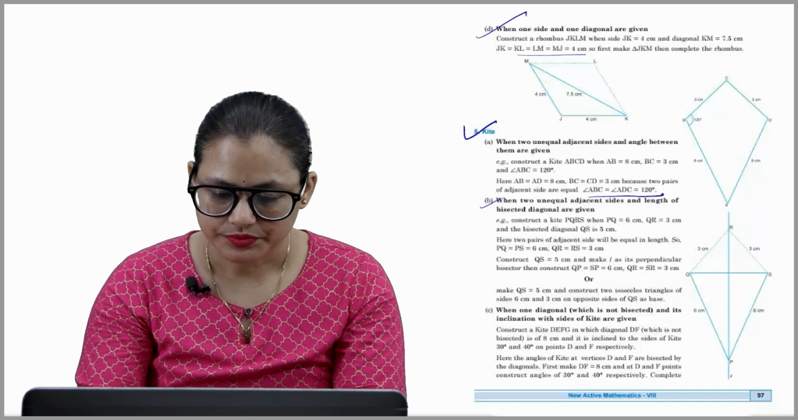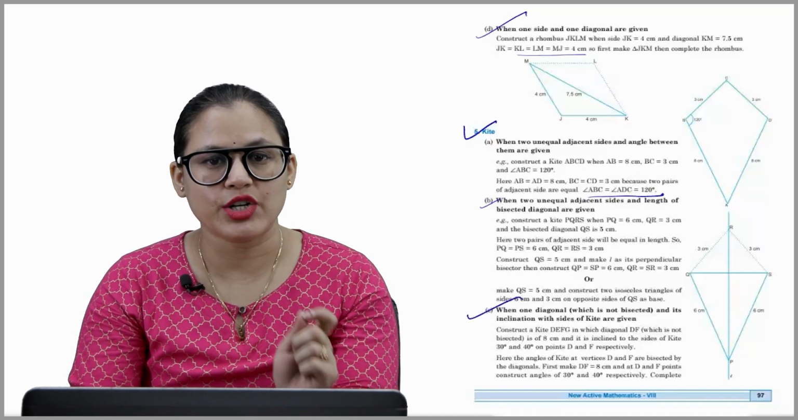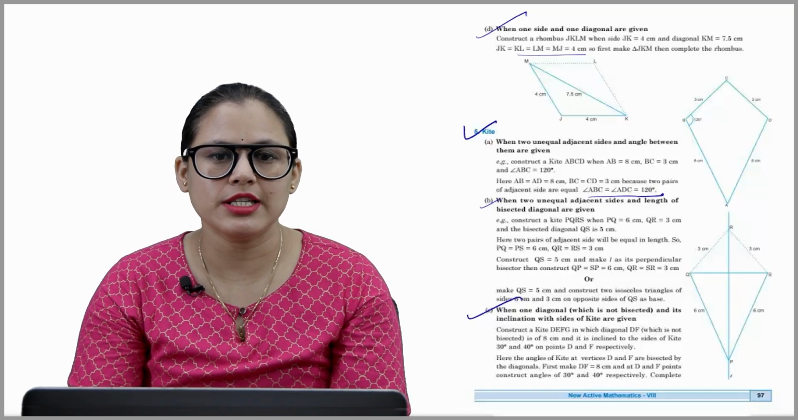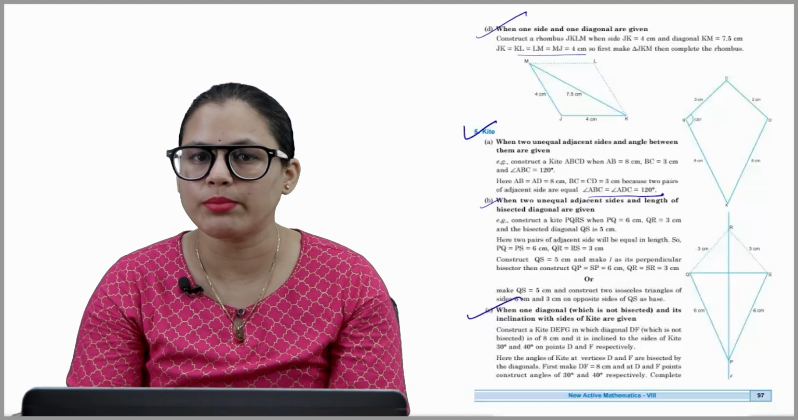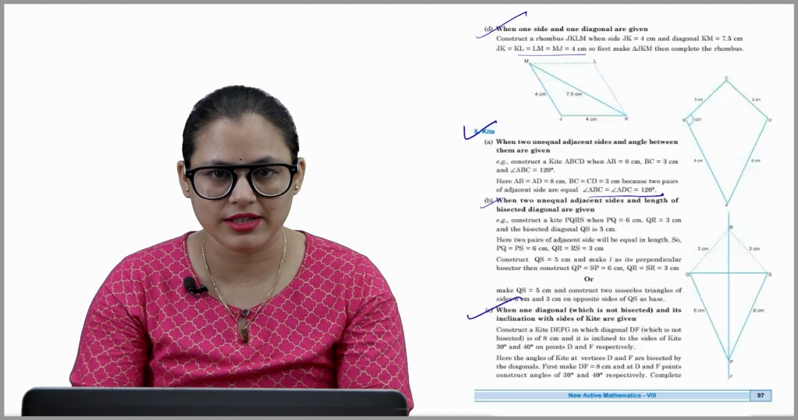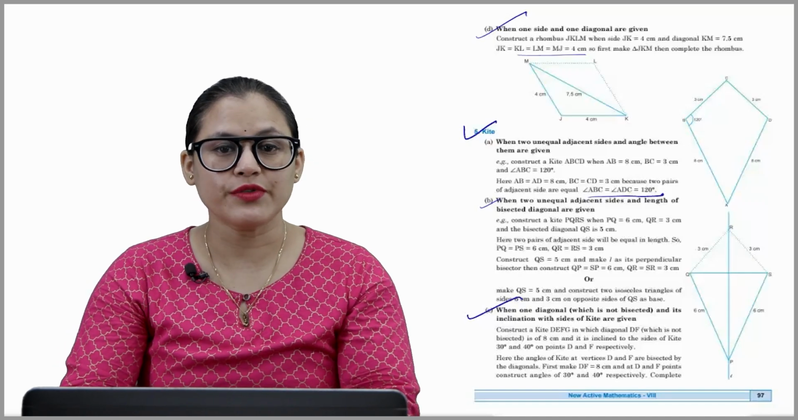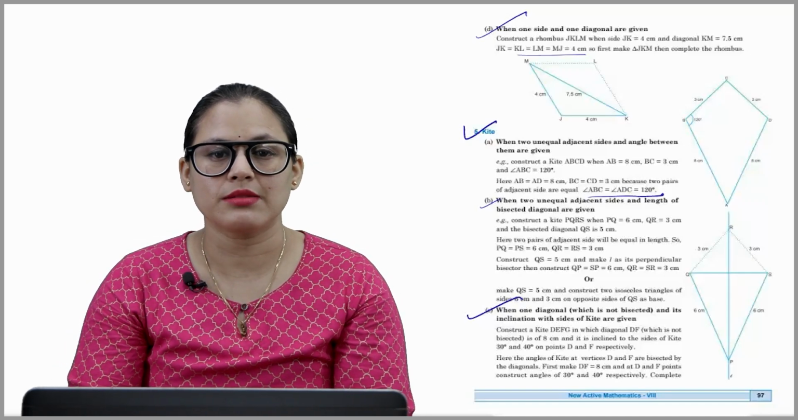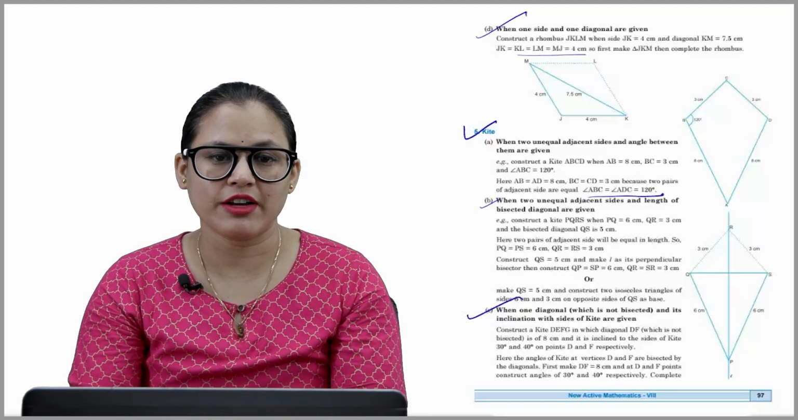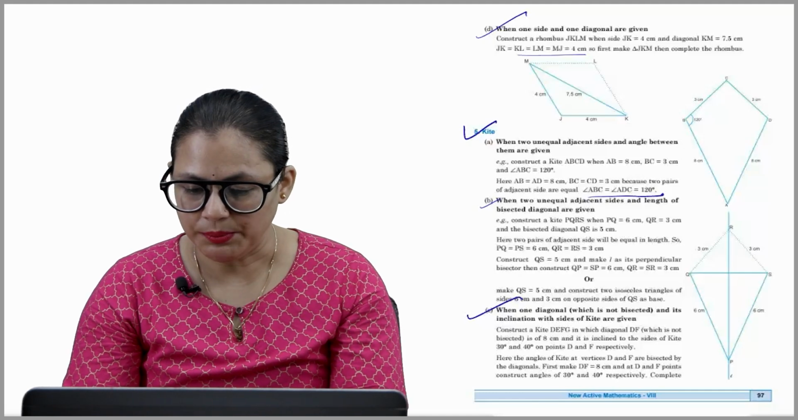Okay. See, when one diagonal which is not bisected and its inclination with the sides of the kite are given. Construct a kite DEFG in which diagonal DF, which is not bisected, is 8 cm and it is inclined to the sides of the kite at 30 degrees and 40 degrees at points D and F respectively. Here the angles of the kite at vertices D and F are bisected by the diagonals. First make DF equal to 8 cm and at points D and F construct angles of 30 and 40 degrees respectively. Okay.